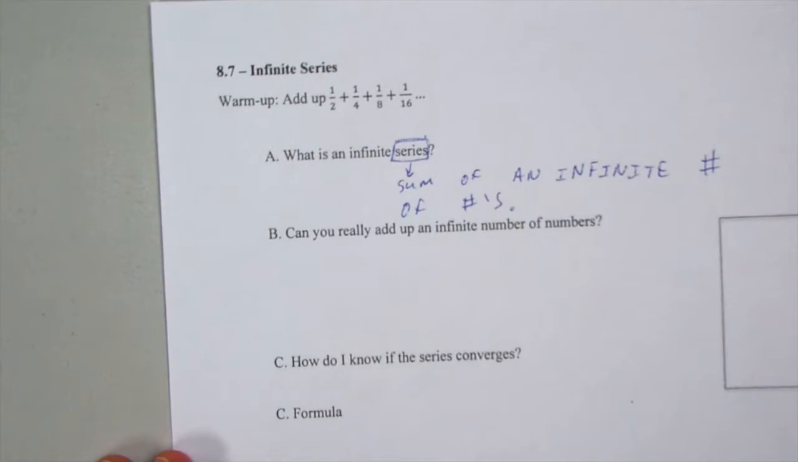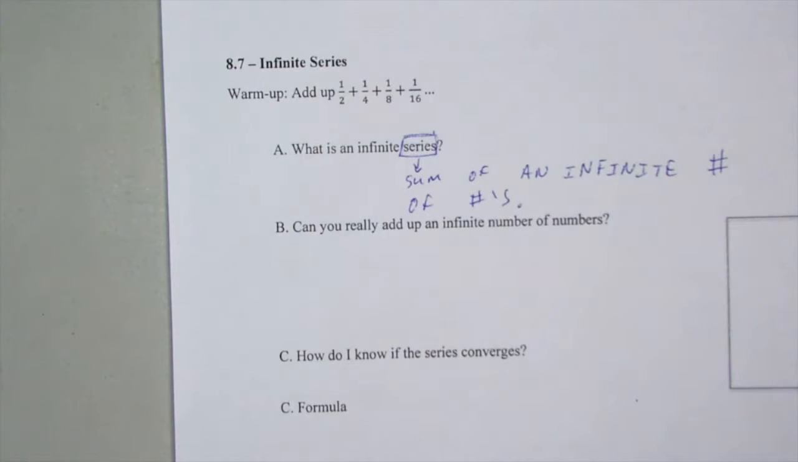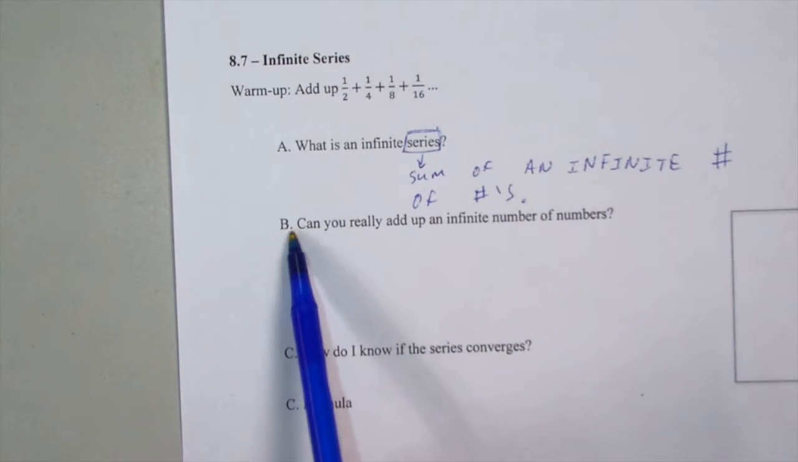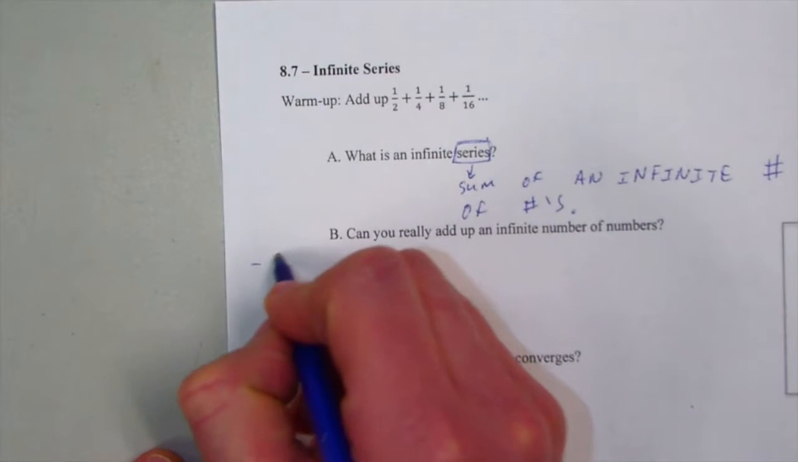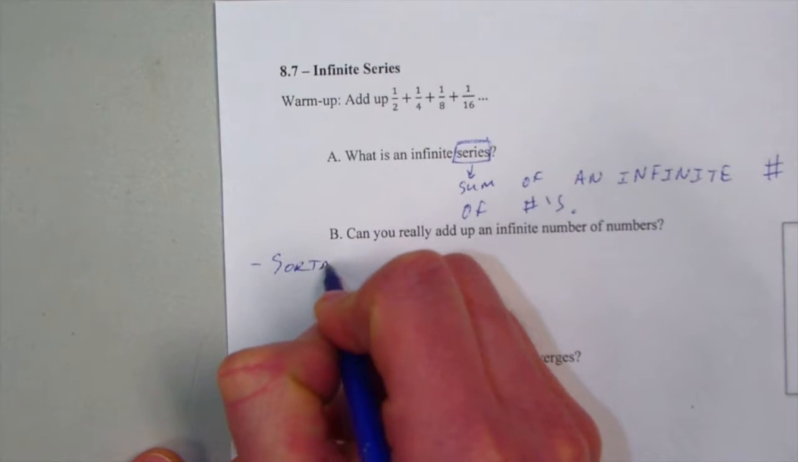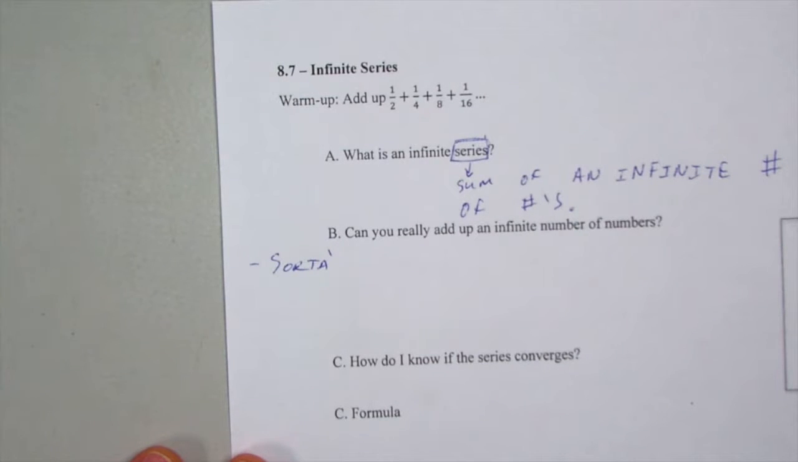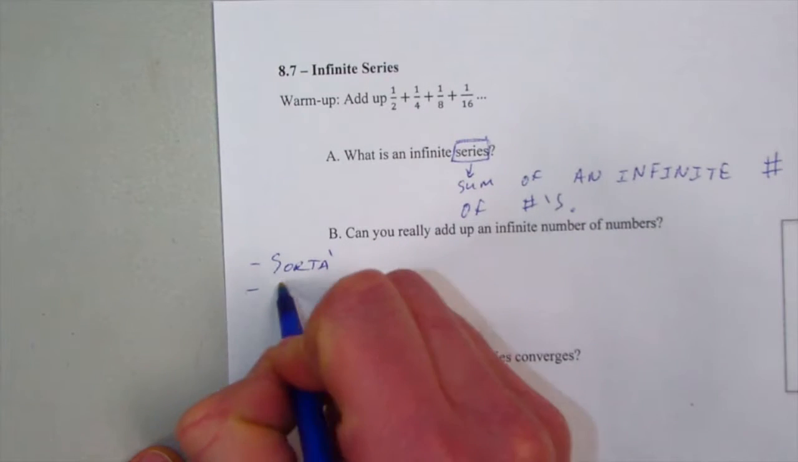Which right away kind of throws up a warning for me. I'm thinking, okay, can you really add up an infinite number of numbers? Isn't that impossible? I mean, if you keep adding them, isn't the sum just going to keep getting bigger and bigger? Well, the answer to that question is kind of, or sort of. Sort of, if you think of it this way, your sum will approach a number.